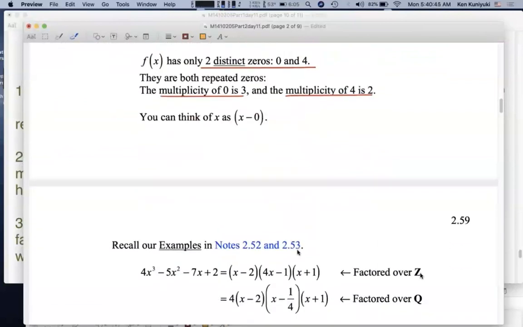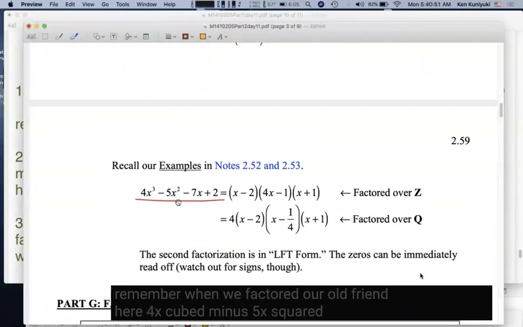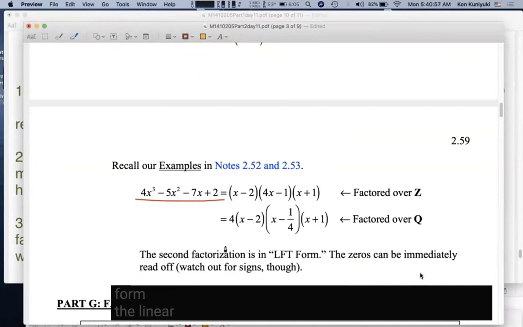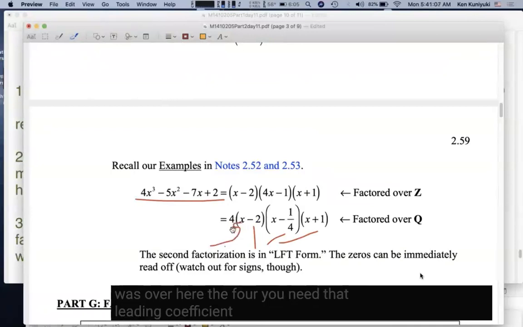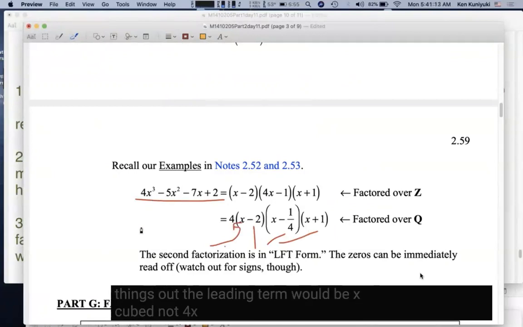Remember when we factored our old friend here, 4x cubed minus 5x squared minus 7x plus 2. We put this factored form in LFT form. The linear factors over here, x minus a zero, x minus a zero, x minus a zero, and the leading coefficient was over here, the 4. You need that leading coefficient there. Otherwise, if you were to multiply these things out, the leading term would be x cubed, not 4x cubed. You need the leading coefficient here in order to rescale this properly, so that 4x cubed is the leading term, and these other terms are also appropriate. You need this 4 to rescale this.